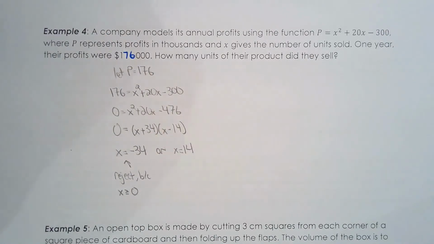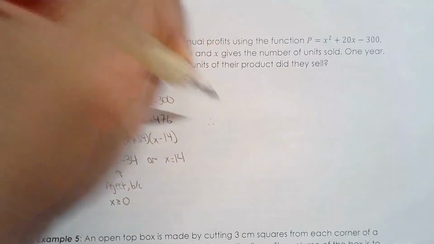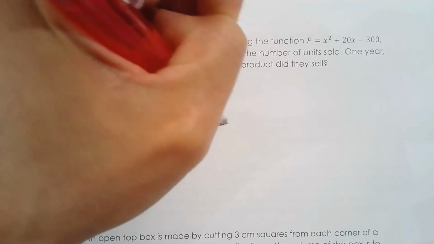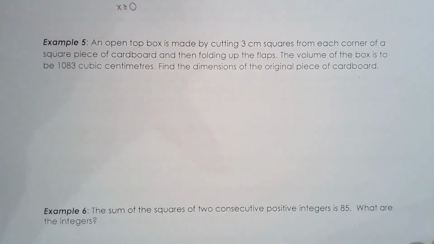Okay, so you can sell 14 units. Therefore, they sold 14 units of their product. All right, so let's try example 5 here.